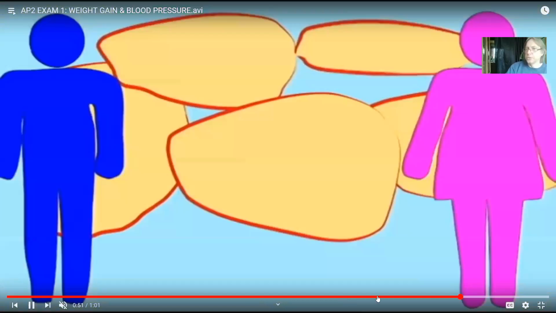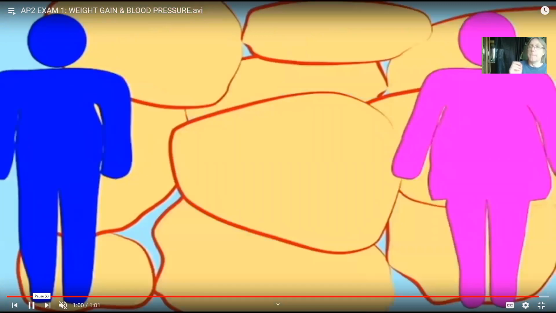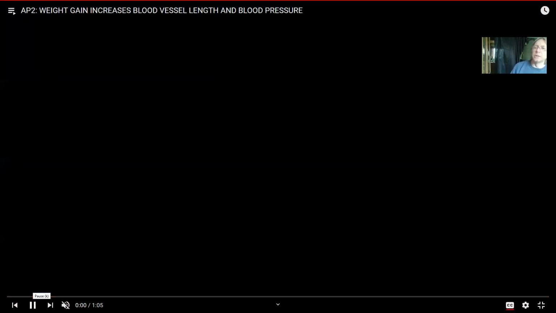Now, adipose has blood vessels in it. Every pound of adipose has about 180 miles of blood vessels. So let me just repeat that. Every pound of adipose that we gain in our bodies has about 180 miles of blood vessel. Now, most of these blood vessels are microscopic.